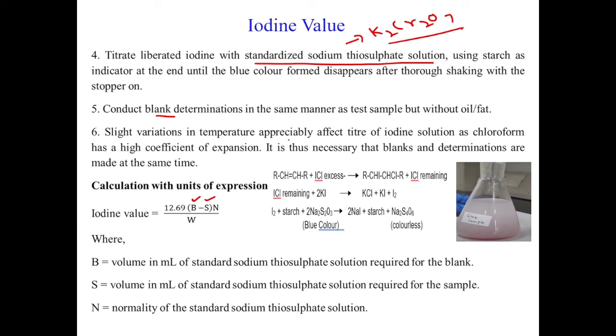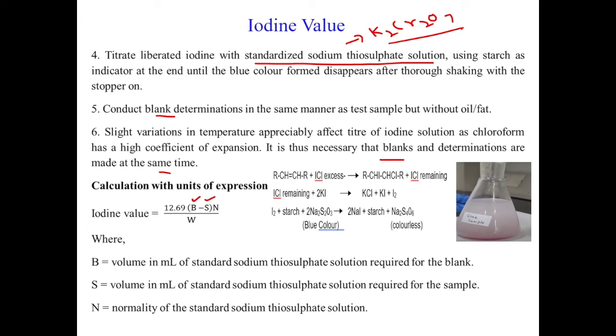Slight variations in temperature appreciably affect the titer of the iodine solution, as carbon tetrachloride has a high coefficient of expansion. It is necessary to do both the blank and the sample determination simultaneously. It's not that you measure the blank at some other time and use that blank value for calculating the iodine value of any other sample. No. You have to take the sample and the blank together, simultaneously, to arrive at the result.